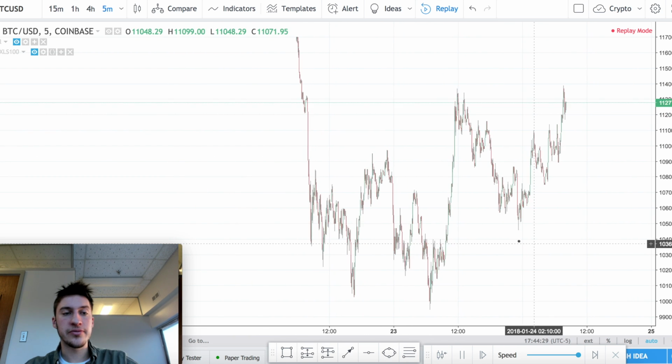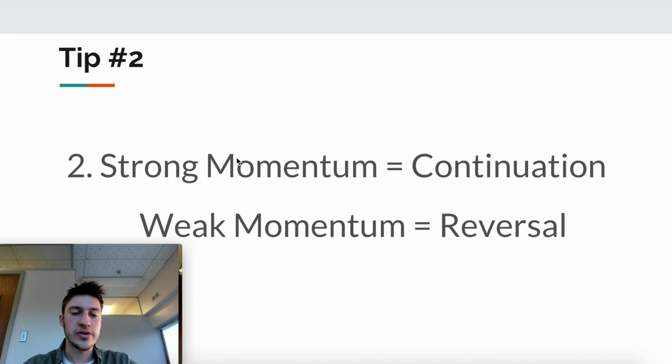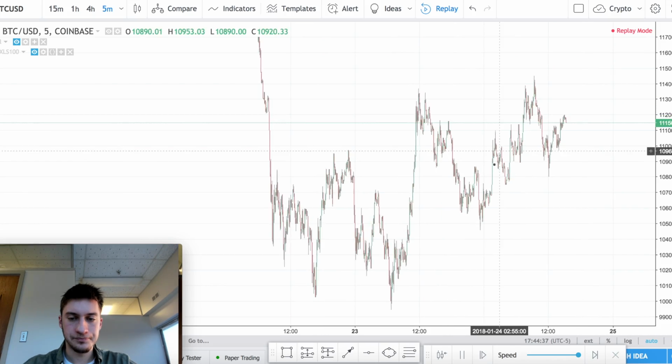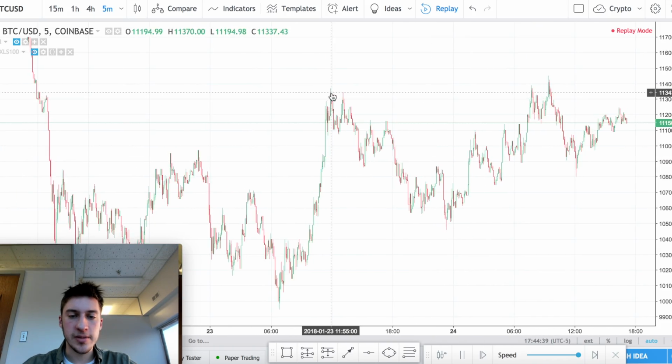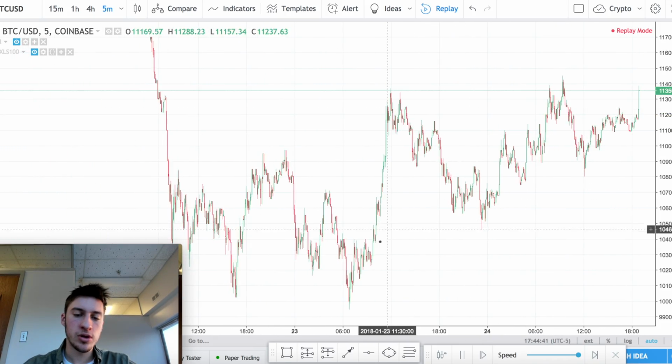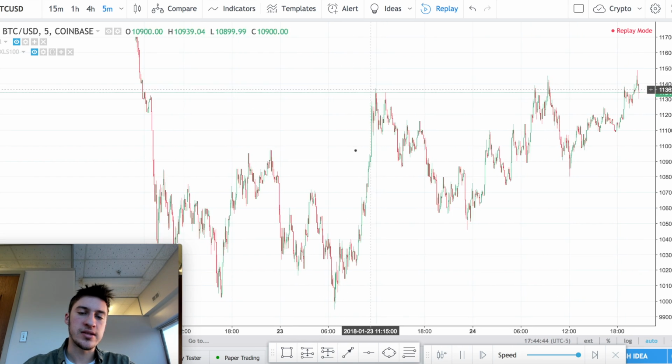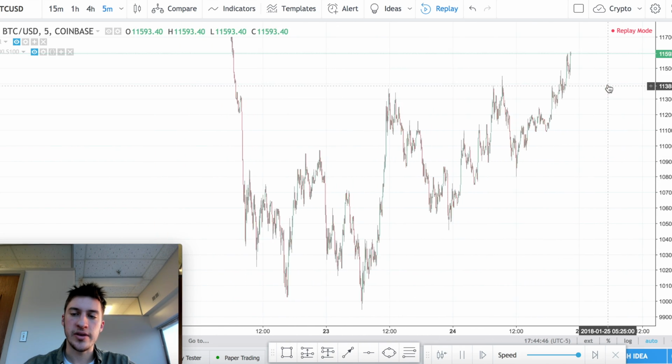And again, just the reason that this occurred was because strong momentum typically will lead to a continuation in price. Weak momentum will typically lead to a reversal. So weak momentum going downward led to a bullish reversal. Strong momentum going upward led to a continuation of the uptrend. And we can see that there.